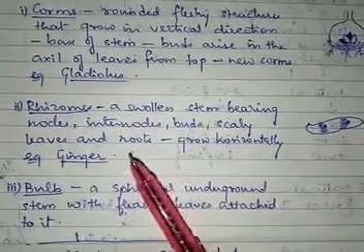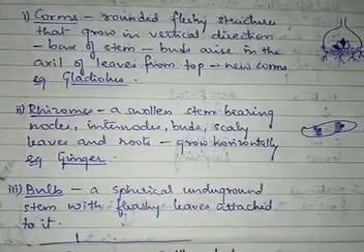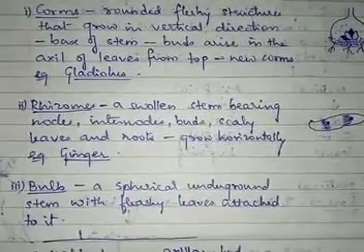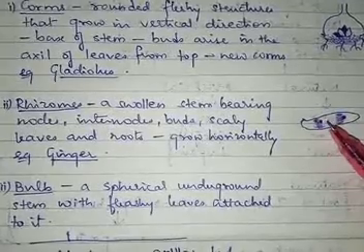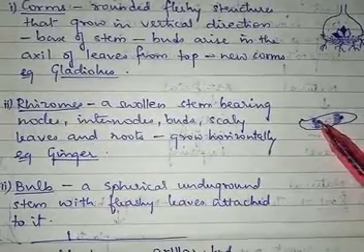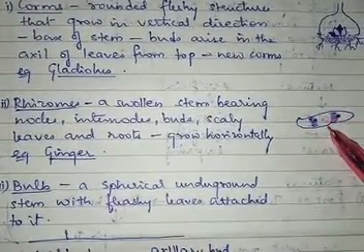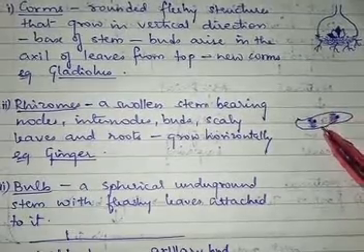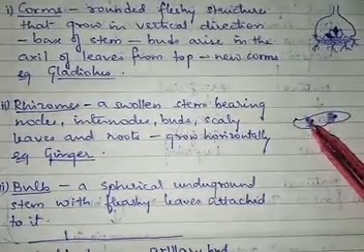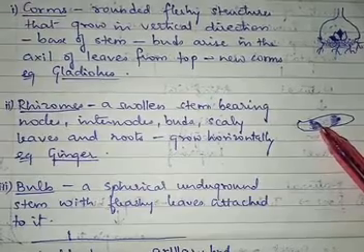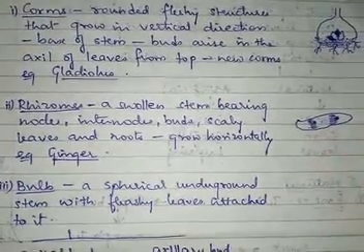The example is ginger over here. You can consider the rhizome of turmeric also, right? Just remember that the buds are present in the axil of the scaly leaves. So if you cut a piece out of this rhizome and plant it into the soil, it will develop into a new plant because of the presence of the bud.